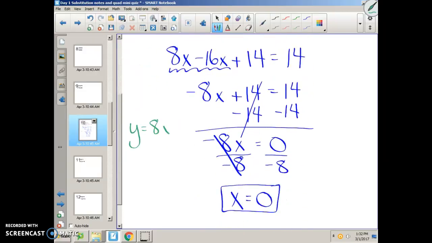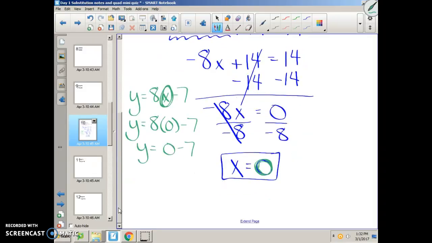So then I'm going to rewrite that here. Y equals 8x minus 7. Take this guy, replace it right there. Now it's 8 times 0 minus 7. 8 times 0 is still 0. Subtract 7, you get -7. So your answer, if we put it as a point, x goes first, y goes second, 0, comma, -7 would be your answer for that problem.